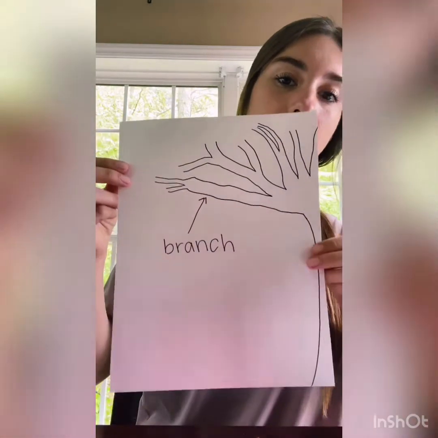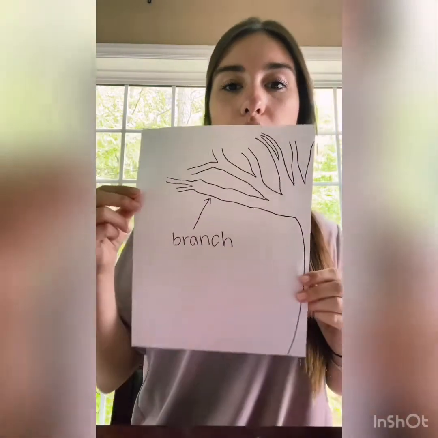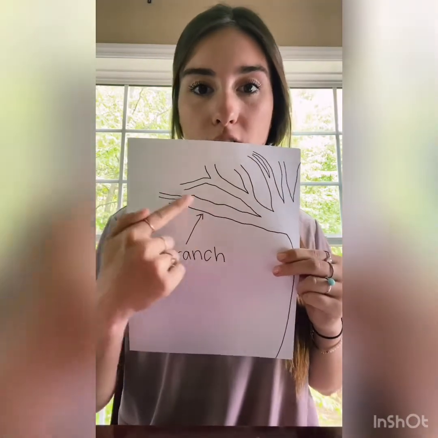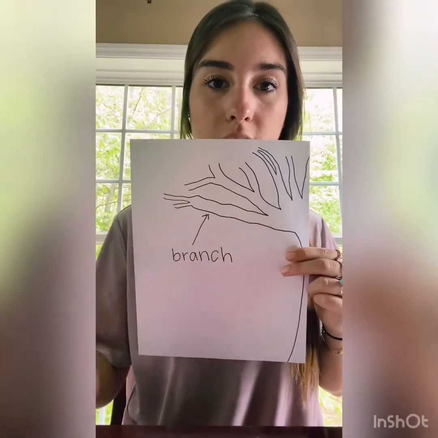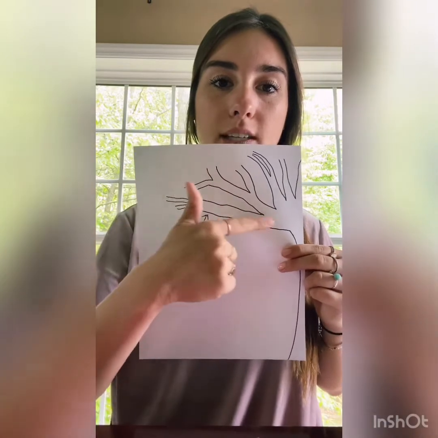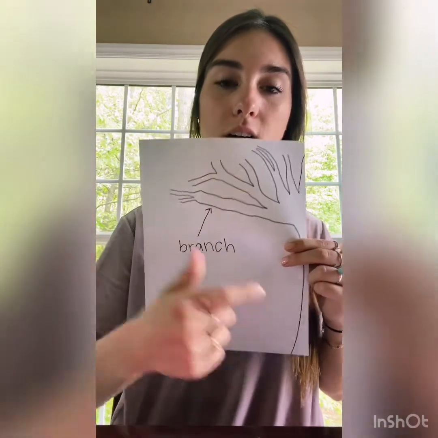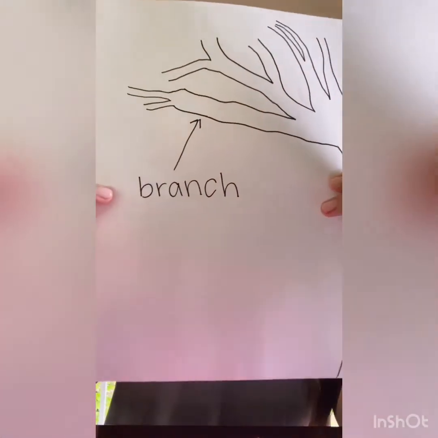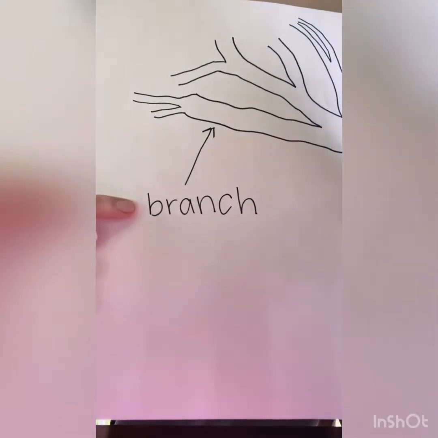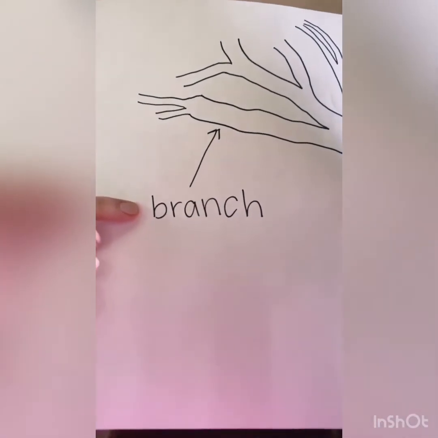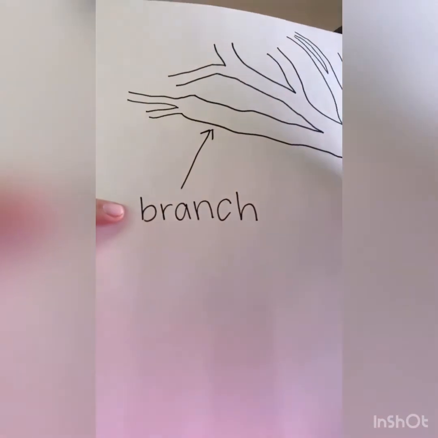So I have an example for you. I chose to draw the branches of a tree, and I drew my branches out here connected to that trunk, and I labeled them with the word branch to show what part of the tree I chose to draw.